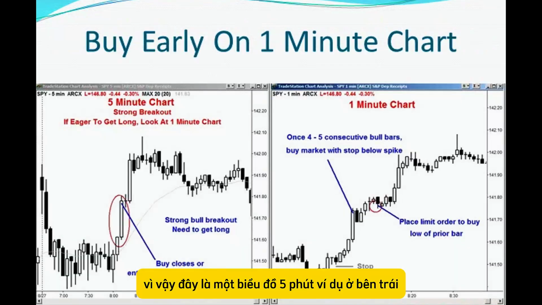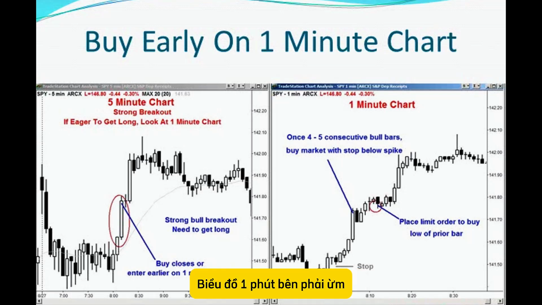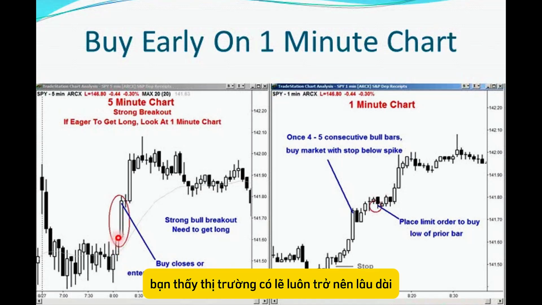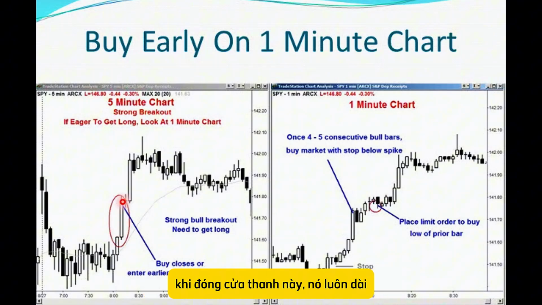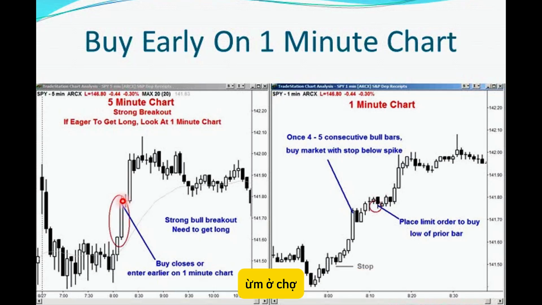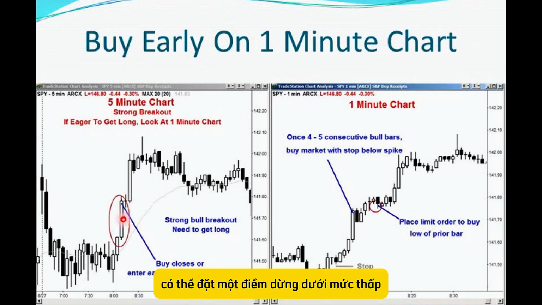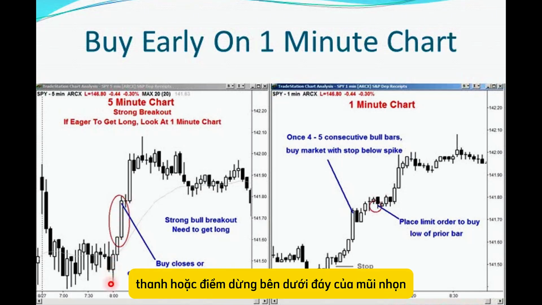So here's an example. 5-minute chart on the left, 1-minute chart on the right. Over here, you see the market is probably becoming always in long. By the close of this bar, it is always in long. You could wait for the bar to close and buy at the market. Maybe put a stop below the low of the bar or a stop below the bottom of the spike.